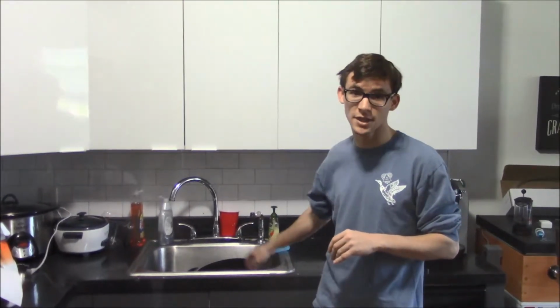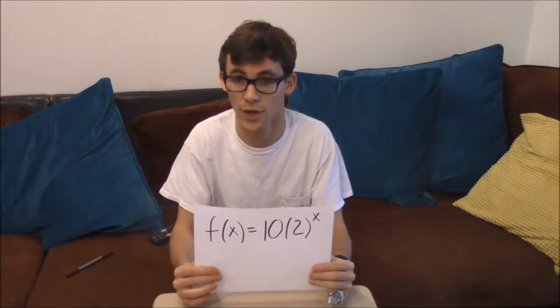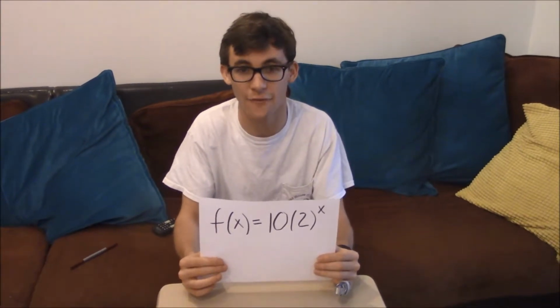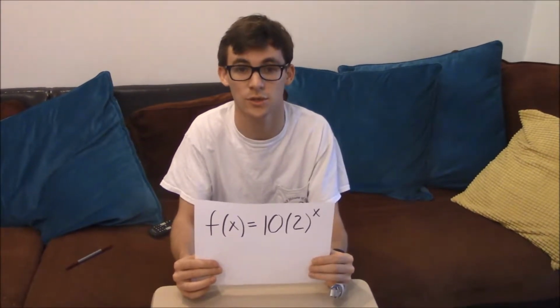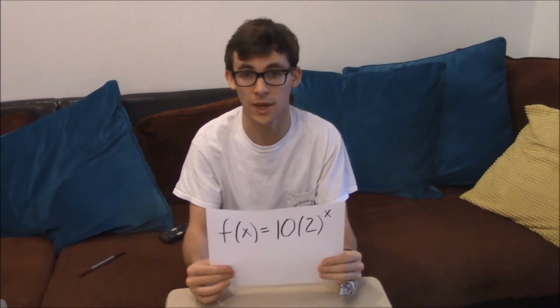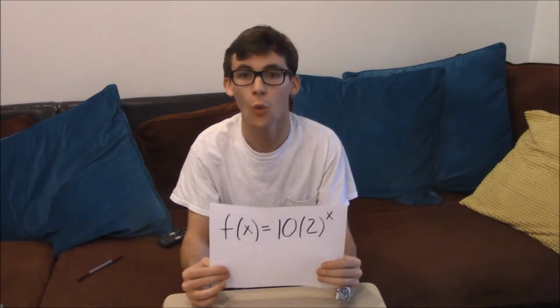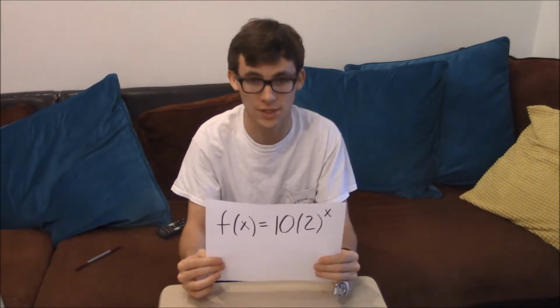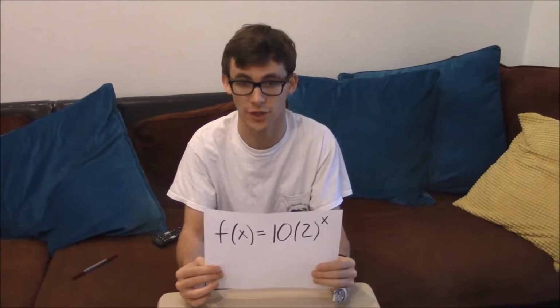If right now it's going to take me 10 minutes to clean these pans, then I know this situation can be represented by the function f(x) = 10 · 2^x. When I say go, silently and independently write on your handout, why is this situation best represented by an exponential function? Go.